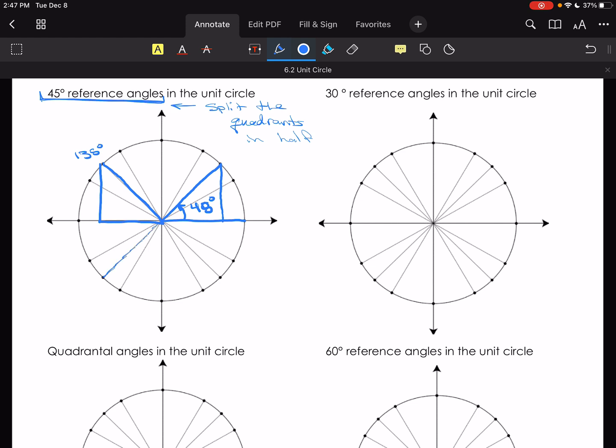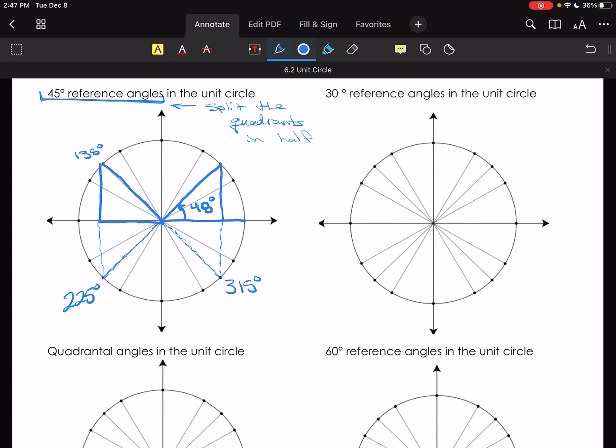If I split the third quadrant, that puts me there at 225. And splitting quadrant 4 puts me here at 315. And I'm getting those degree measures by doing the 45-degree reference angle, right? So 180 minus 45 would give me 135. 180 plus 45 would give me the 225. And then the 360 minus 45 gives me the 315. All right.